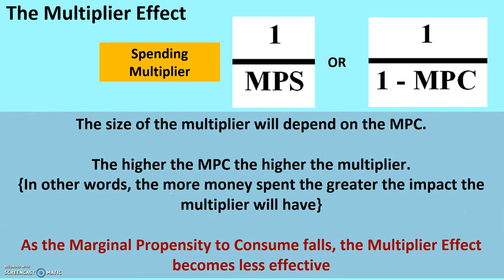So the size of the multiplier depends on the MPC. The higher the MPC, the higher the multiplier. In other words, the more money that you spend, the greater the impact the multiplier will have. And that makes a little bit of sense.